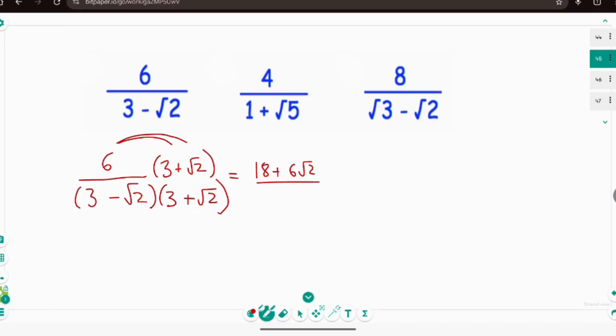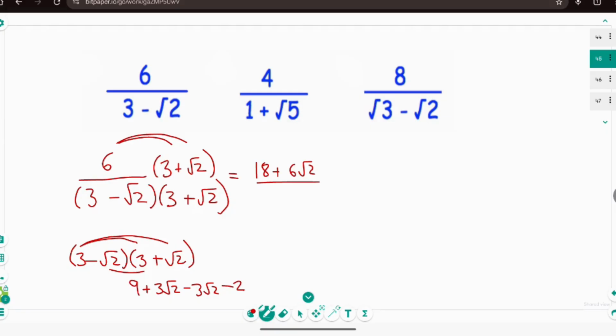And the denominator. Let me just do that separately. Three times 3, 9. Plus 3 root 2. Minus 3 root 2. Negative times positive, negative. Root 2 times root 2, 2. 9 take away 2, 7. 3 root 2 minus 3 root 2 is 0. So this is your final answer.